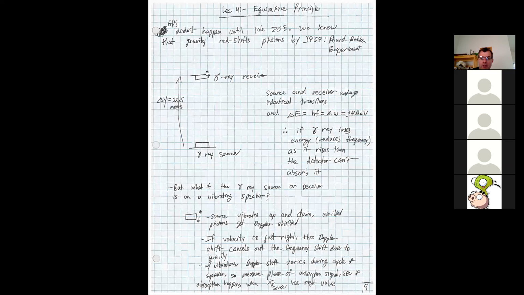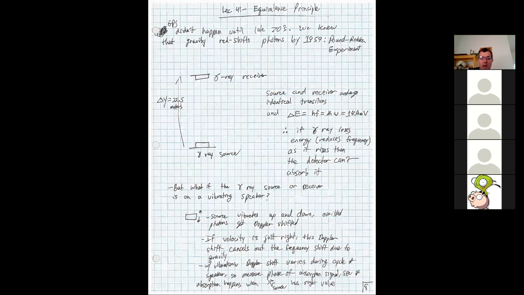And if the Doppler shift due to the motion of one or both of these devices just cancels out the Doppler shift due to gravity, well then lo and behold, you are going to get absorption of a photon up here. So basically they turn on the speaker, they play with the amplitude and frequency of the speaker so that they get just the right velocity as the surface of the speaker is moving up and down. And when they get just the right velocity, you get absorption.